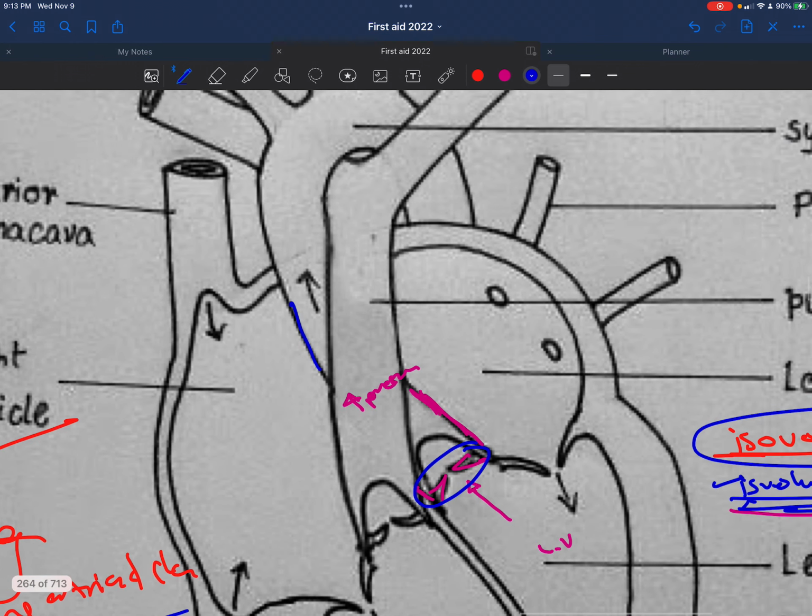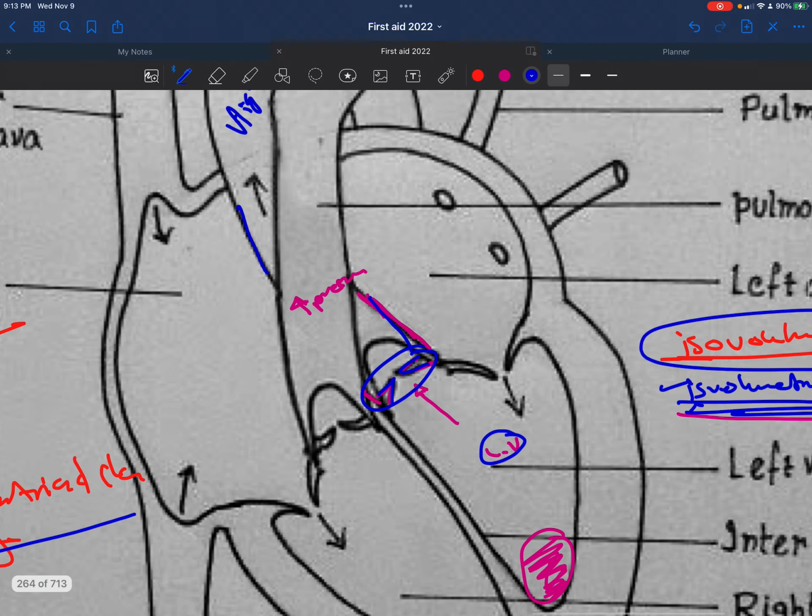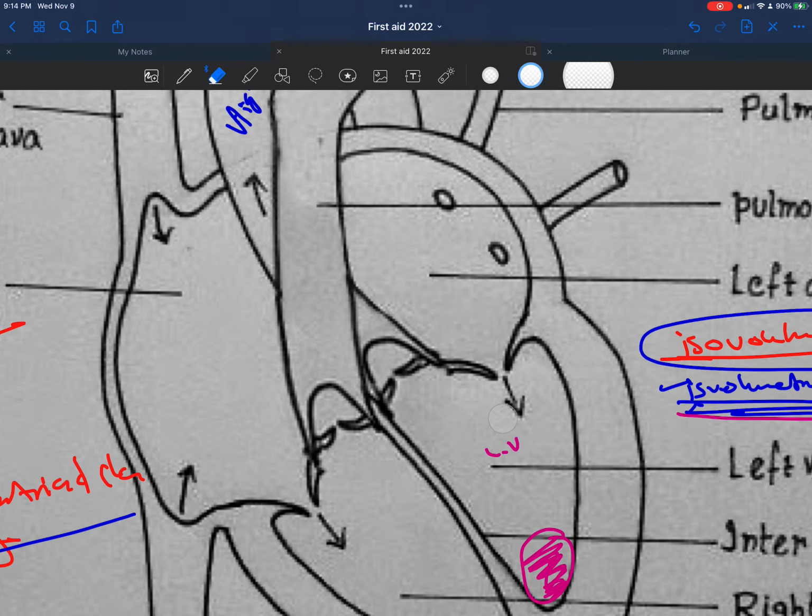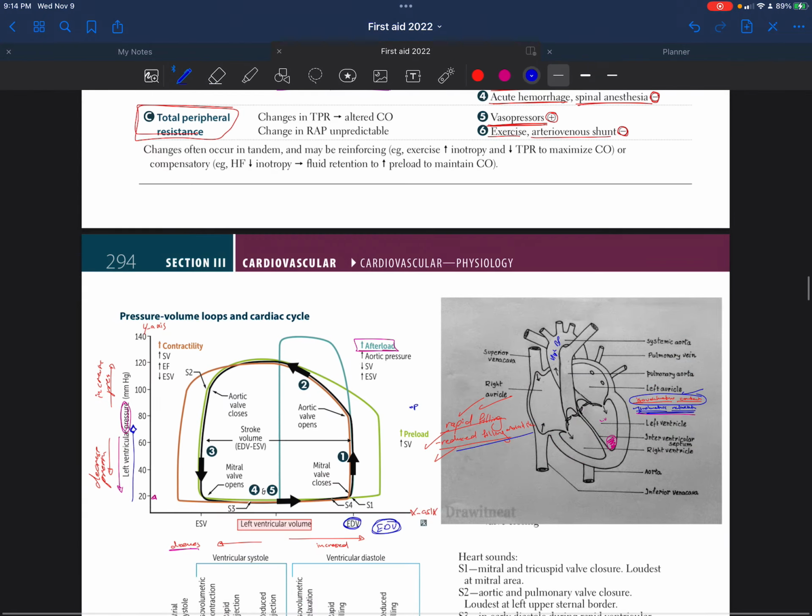Let's say someone has very high blood pressure. That means the aorta is tough, or someone has an aortic stenosis. It's really hard for the left ventricle to push through the aorta, through the aortic valve. So that means increasing the afterload, so that we are increasing the resistance to the left ventricular contraction. So let's do the whole process again. Let's go over the blue line.